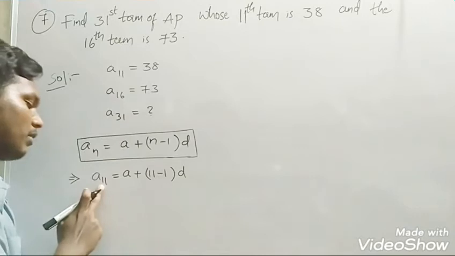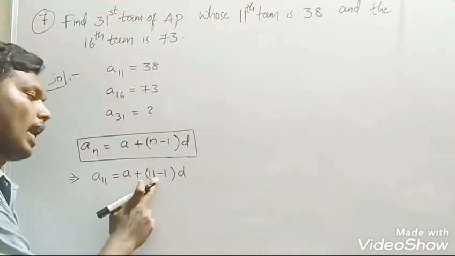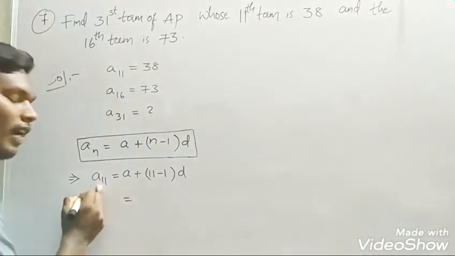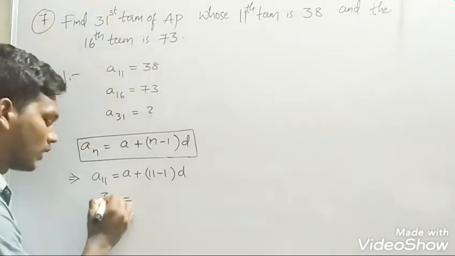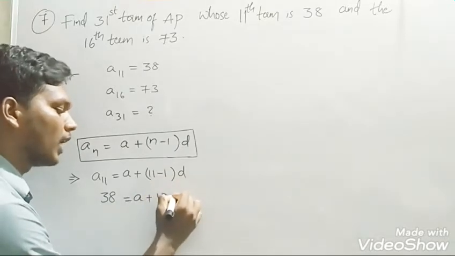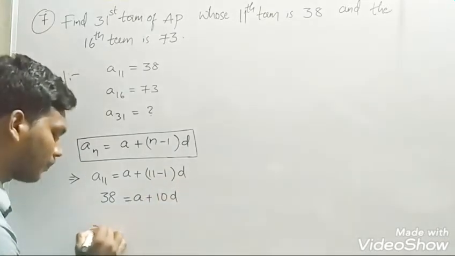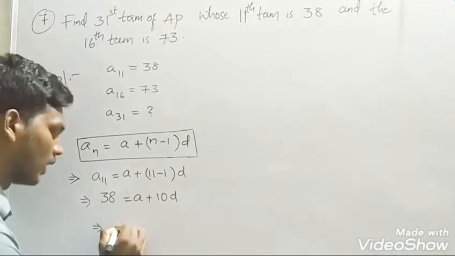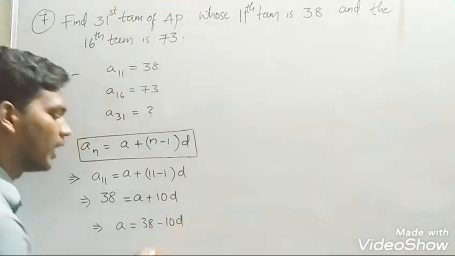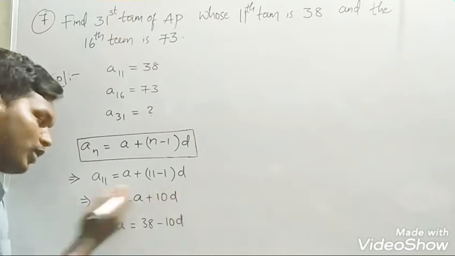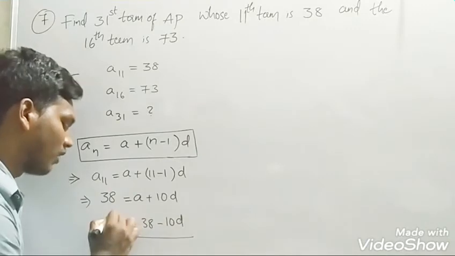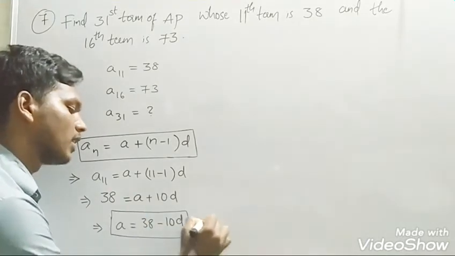He has given the 11th term, that means a11 is equal to a plus (n minus 1) into d, that means a plus (11 minus 1) into d. The value of a11 is 38, so 38 is equal to a plus 10 into d. So finally a is equal to 38 minus 10d. I have moved 10d to this side, so it becomes minus. Make it as equation 1.